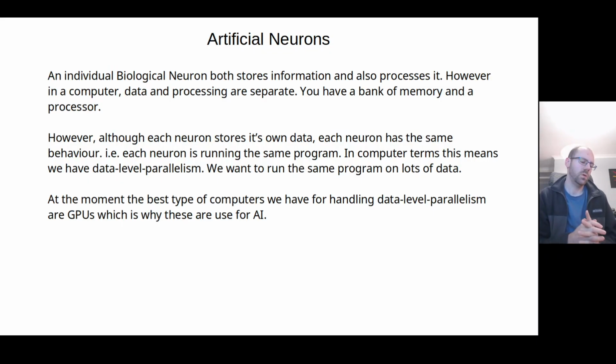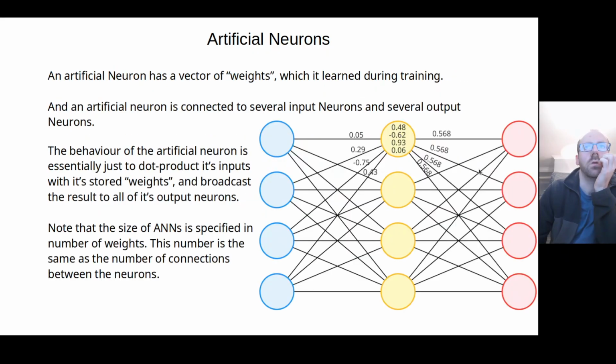However, although each neuron has its own data, all of the neurons are running the same program. They have the same behavior. So what this means in computer terms is that we've got data level parallelism. We're running the same program on lots of data, essentially.